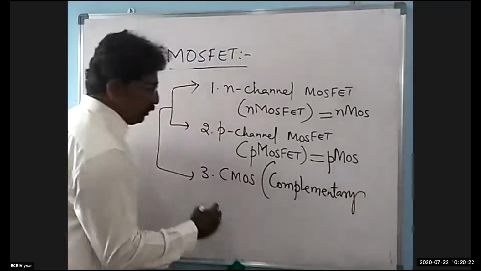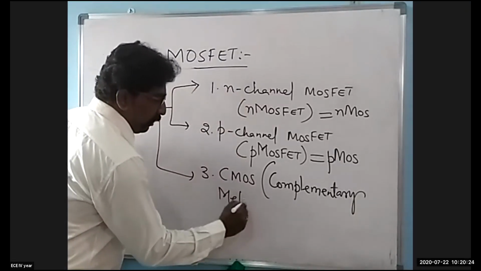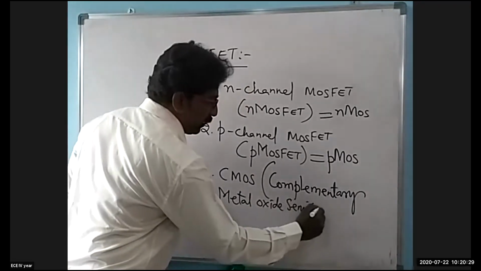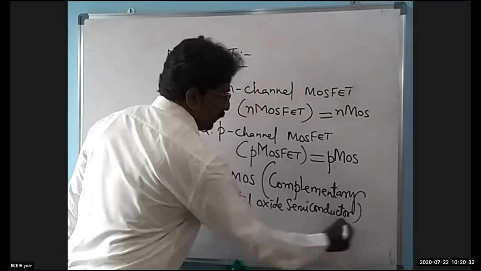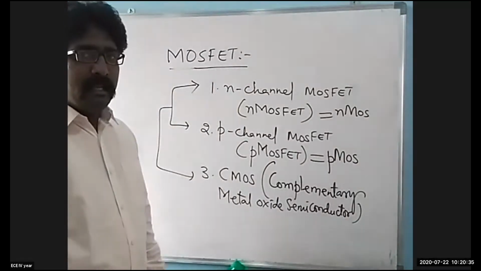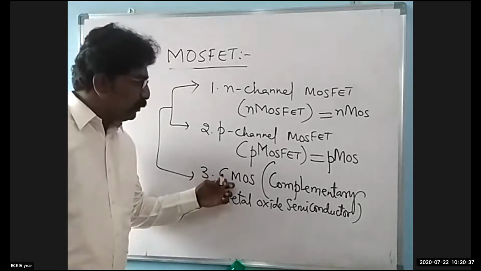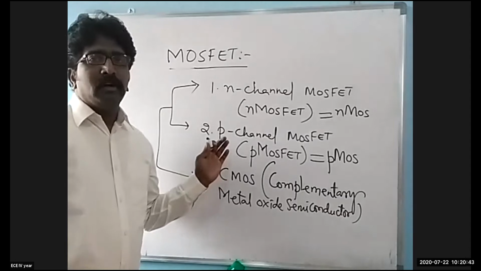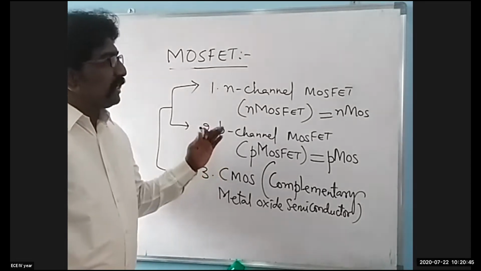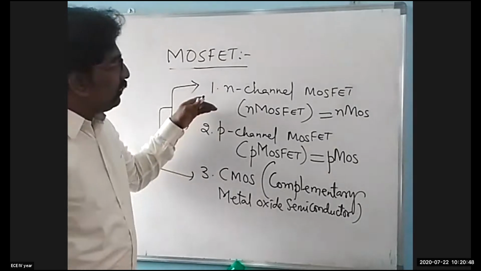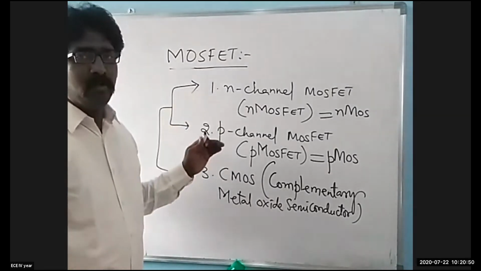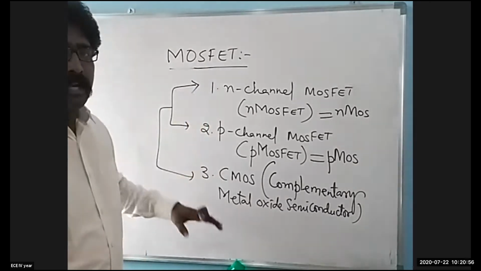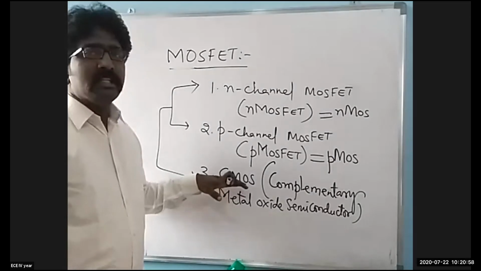Here, CMOS means complementary metal oxide semiconductor. Then again, why did they go for CMOS? Because PMOS and nMOS were consuming more power, which was very less compared to the BJT, but in the sense of research, that power was still very high. So they tried to combine both PMOS and nMOS, and they came up with a kind of MOSFET called a CMOS, and this consumes very less power.